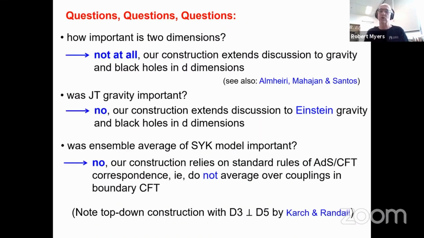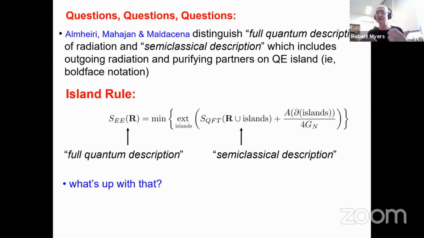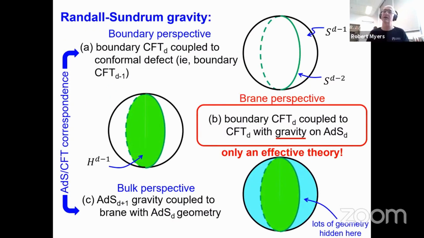There were lots of questions you could ask. They're very simple answers, but the interesting question that I want to talk about is what's going on with this formula. That was a question back at the beginning. Our friends in Princeton really made a point of distinguishing the two sides of the equation. One side they're calling the full quantum description, the other side they're calling the semi-classical description. And we can see that in our discussion.